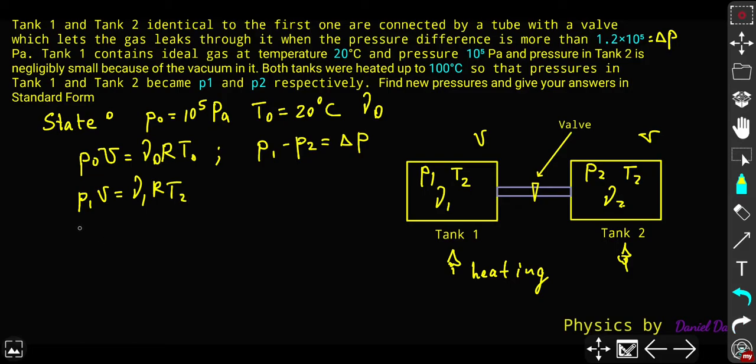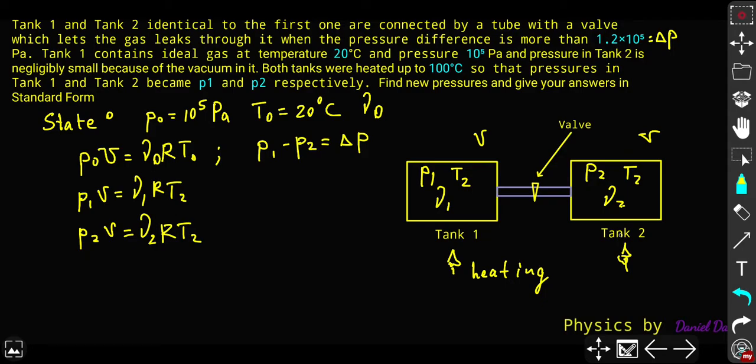And for the second tank, it's going to be P2V, another quantity, new 2, RT2, the same temperature, but the final one. So T2 is the same temperature because they are identical, and basically after this tank has been heated up, the gas with T2 leaked into tank 2, and we assume that there is no energy loss, so temperature stays the same, but the portion of gas is now in tank 2.